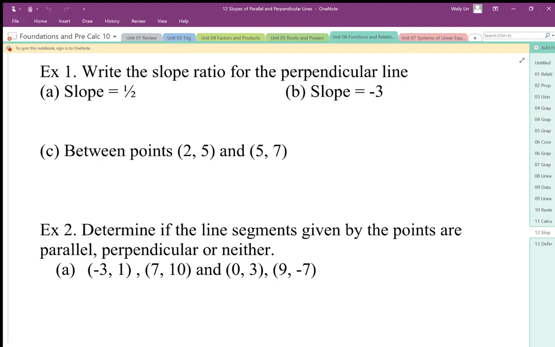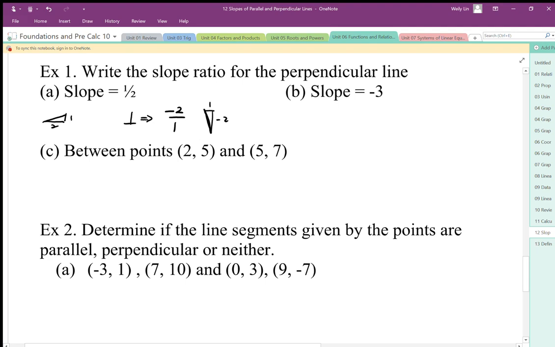Then we can use this relationship to find the perpendicular slopes of particular lines. So if I have a slope of 1 to 2, so 1 up, 2 over, my perpendicular slope is going to be negative 2 to 1. So instead of going up, I'm going to go down, negative 2 and 1.